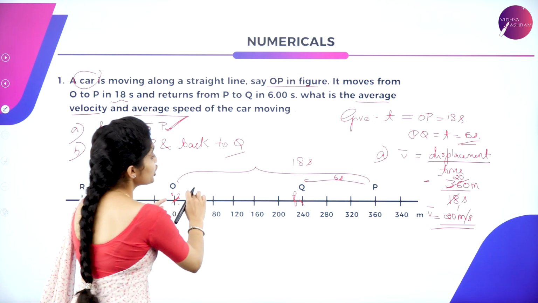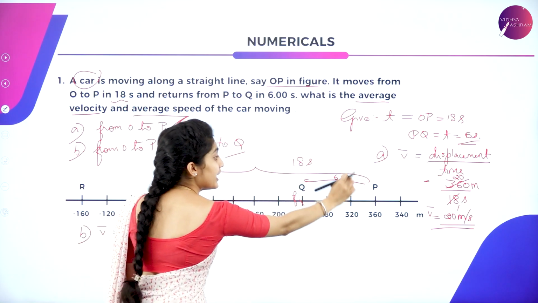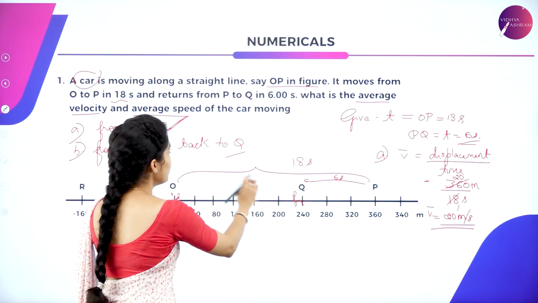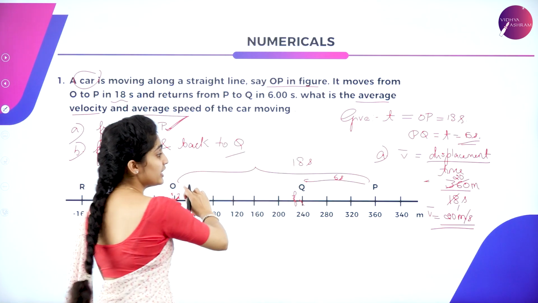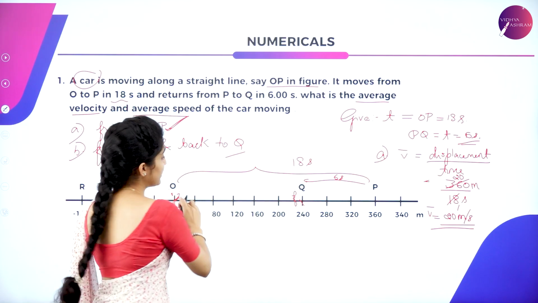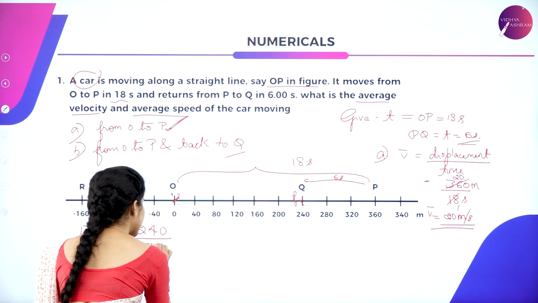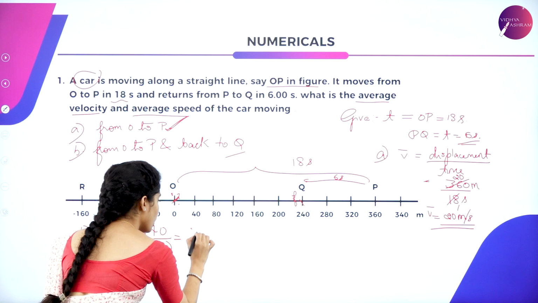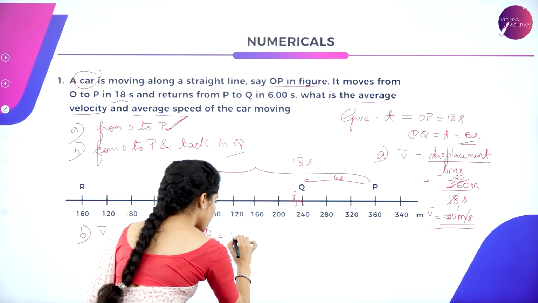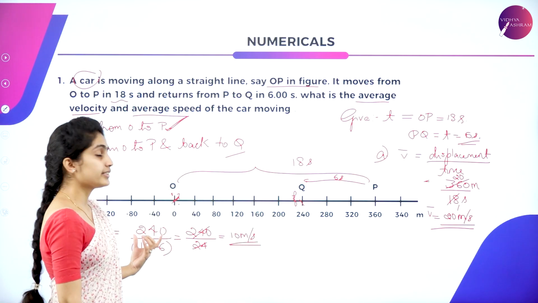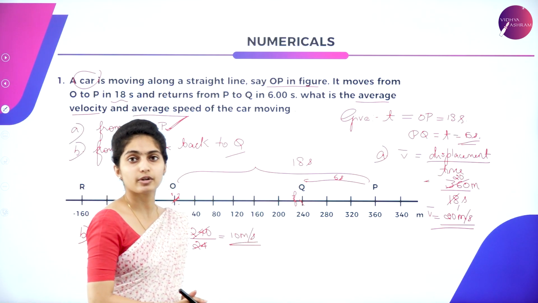The distance is the shortest distance traveled, but the time taken is added up. So it is 18 plus 6. In order to reach Q, you will have to take your 18 seconds plus 6 seconds, because it is the total time taken to travel, but the distance is the shortest distance. So it will be 240 over 18 plus 6, and 18 plus 6 is nothing but 24. So you have got 10 meter per second. That is your average velocity in terms of your second question.